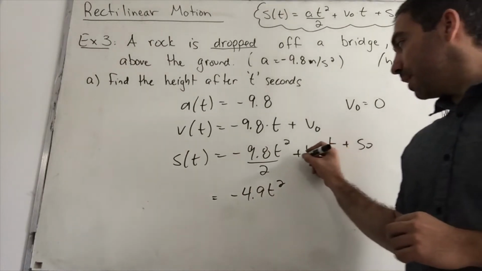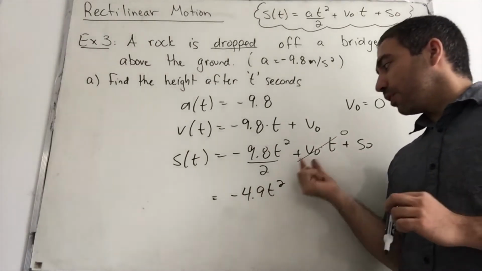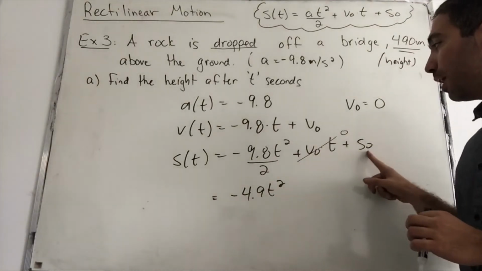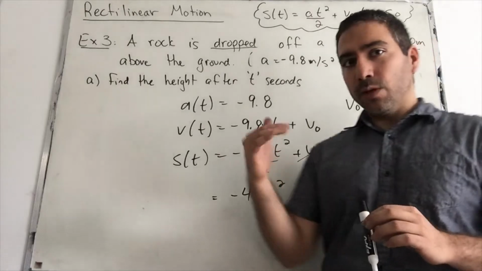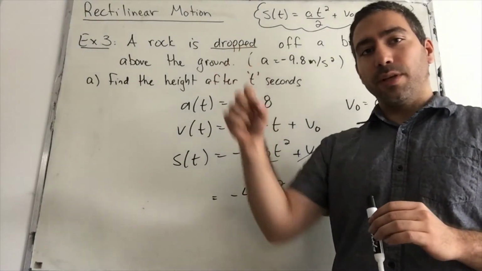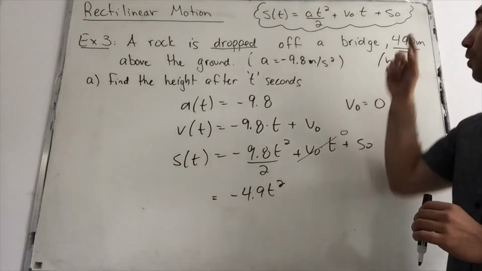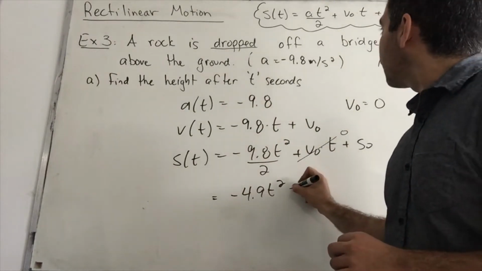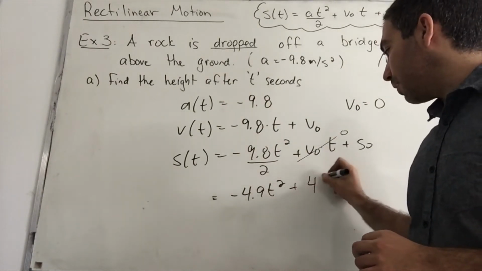Okay, so this piece here is out. 0 times t, you take it out. So there's no initial velocity, v0 is gone. And what's the initial position? Well, since we're dropping it from a cliff, we are 490 meters above the ground. So the rule is plus 490.